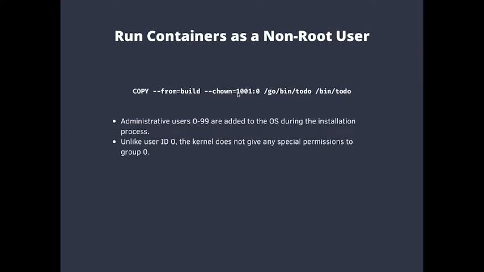1001, okay. But maybe we can wonder why we are using 0 group ID. The kernel does not give any special permission to group 0, so we can basically utilize this 0. So now this executable has this ownership, so it will not be able to do any kernel specific thing or any root privilege things. So this is one way we can secure it.